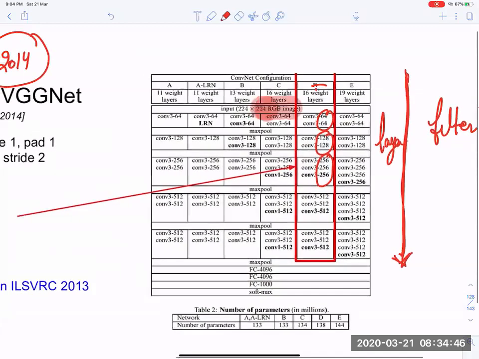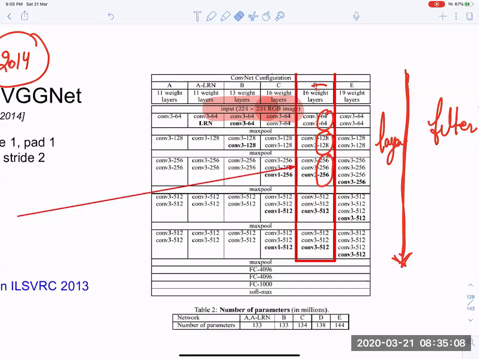Given this input, they have said that first you apply the first conv layer, then the second conv layer, then max pool, then the third and fourth conv layer, then max pool, then the fifth, sixth and seventh conv layer, then max pool, the 8th, 9th and 10th conv layer, then max pool, and the 11th, 12th and 13th layer. So now you see that the network becomes much deeper, first of all.